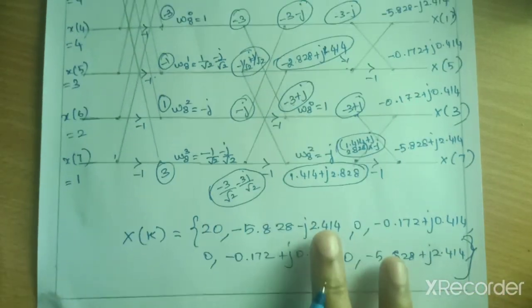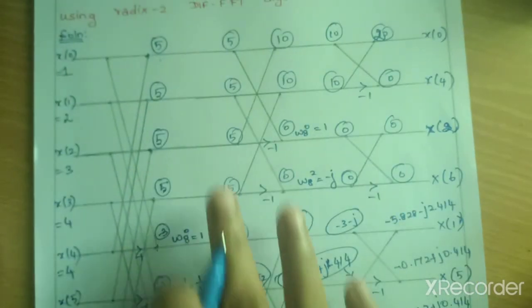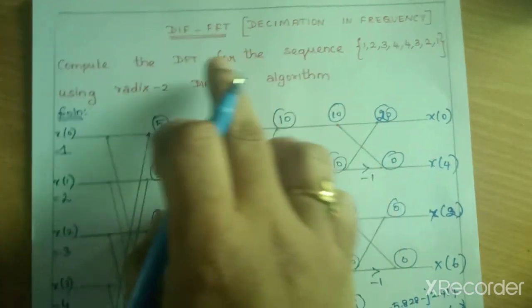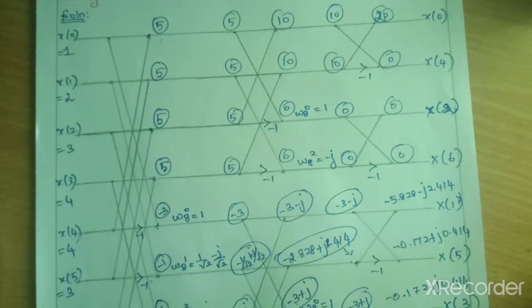So this will be the value of x of k. Here we have calculated the DIF FFT algorithm for computing DFT. So this is the procedure.